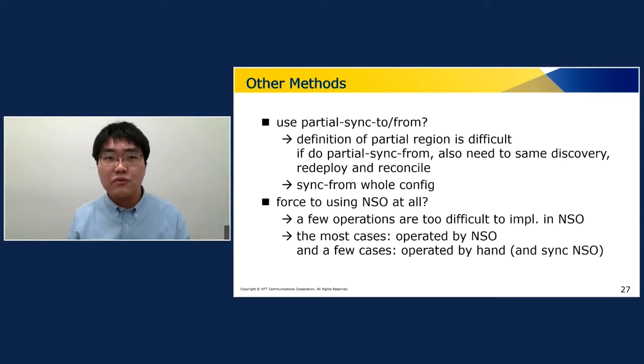Of course, we considered another method. There are two examples in this slide. How about using partial sync to and from? It seems to work well if partial region is defined easily. For example, one service model affects a limited number of devices and limited hierarchy of configuration. But many cases are not so. We should use sync from for configuration.